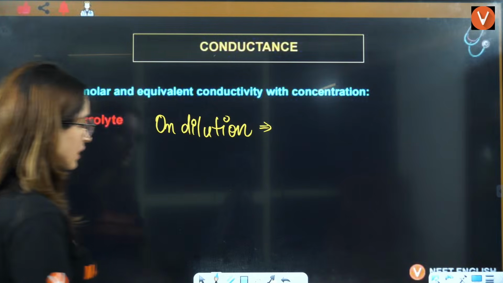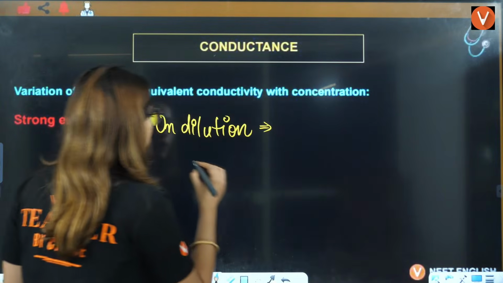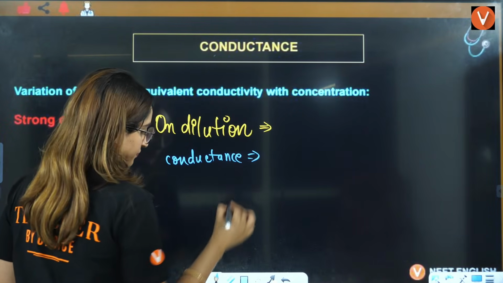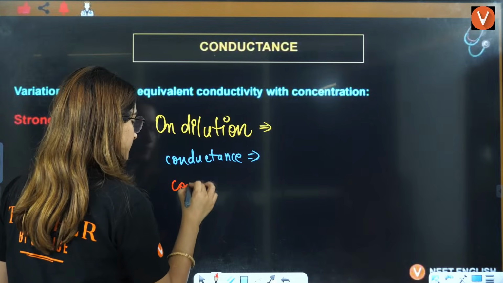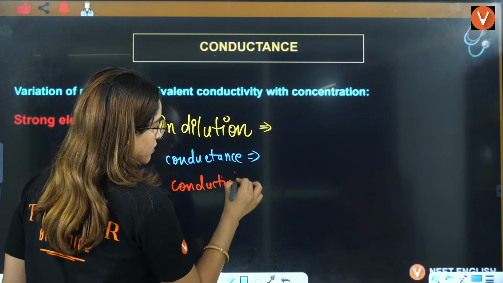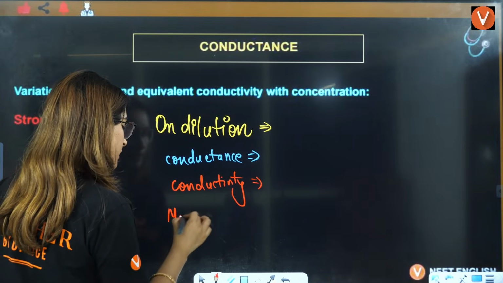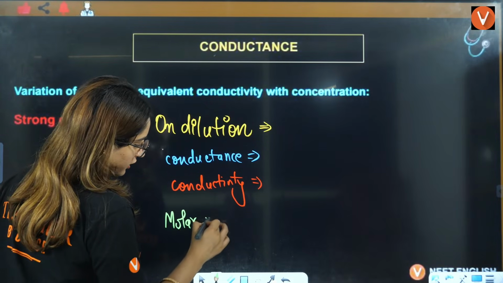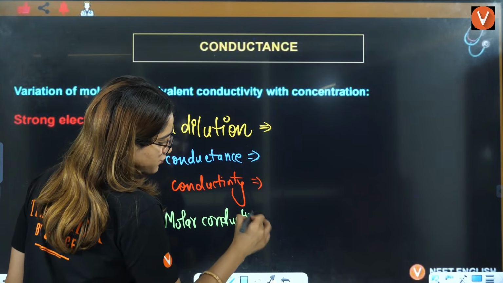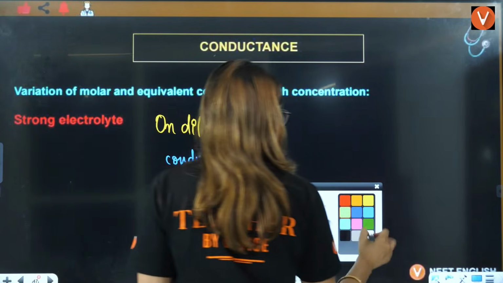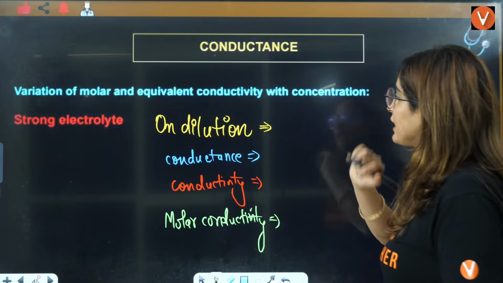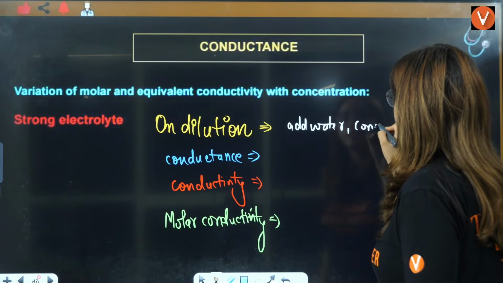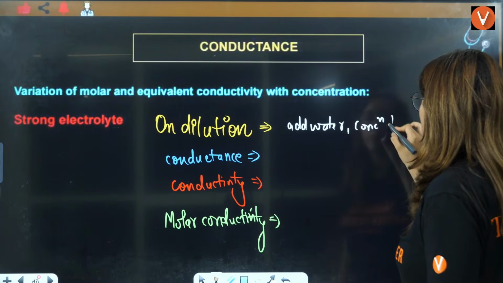Okay, let's see this. Firstly, I'll talk about conductance, then I'll talk about conductivity, then I'll talk about molar conductivity. This is for strong electrolytes. Let's talk about this one by one. On dilution, what we are doing is adding water. So concentration is decreasing. See what is going to happen here.